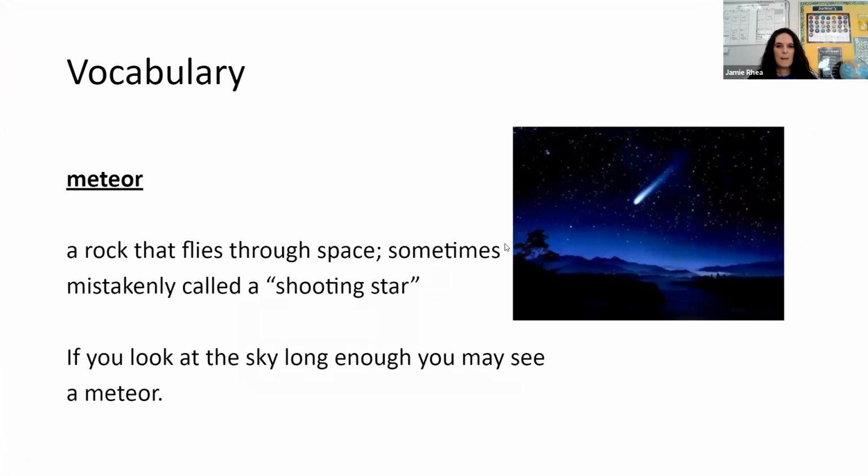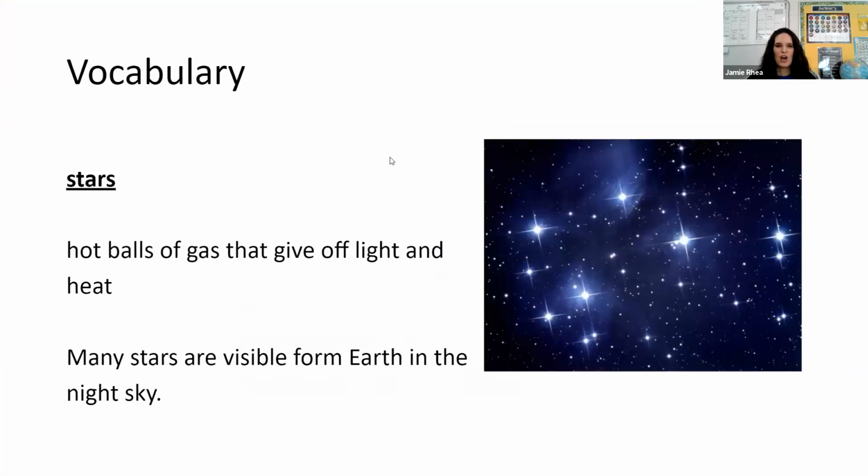Meteor: a rock that flies through space, sometimes mistakenly called a shooting star. If you look at the sky long enough, you may see a meteor. Stars: hot balls of gas that give off light and heat. Many stars are visible from Earth in the night sky.